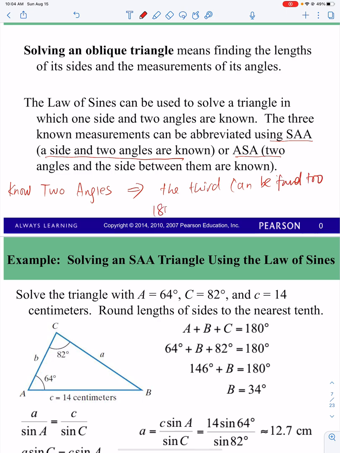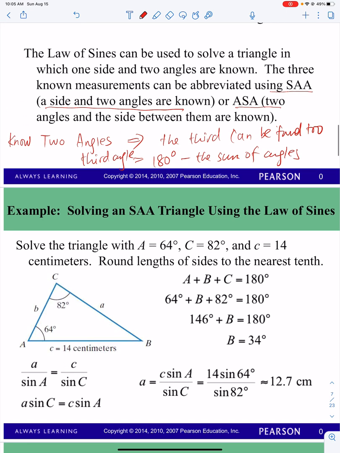Because what happened? 180 minus the sum of two angles will be the third angle. Are you with me? So if you are given two angles, the third one you know, so this means you know all three angles. Then if you know any side of the triangle, you will definitely have a pair. So SAA or ASA or AAS, it all works.